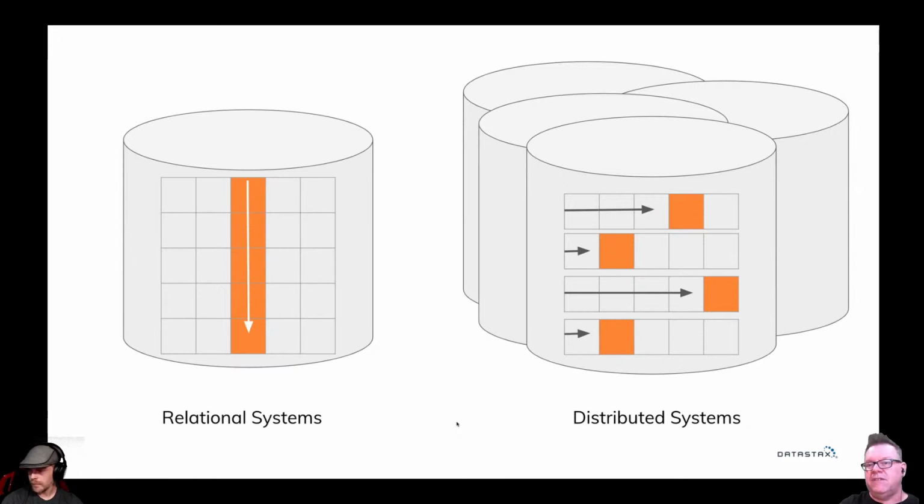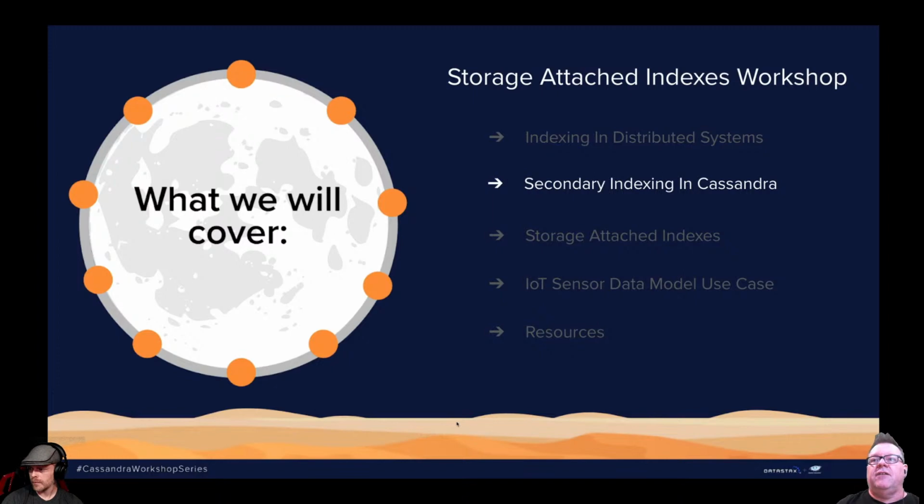When you're on a single system, you get to do a lot of great things, like locking, and looking for columns is pretty easy. And even a full table scan isn't that hard. But when we start getting into distributed databases like Cassandra, we have all kinds of new considerations, but we still have use cases that need to be served. So let's look at secondary indexing in Cassandra.